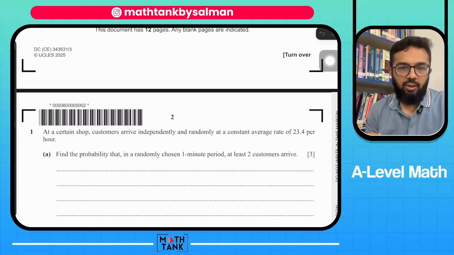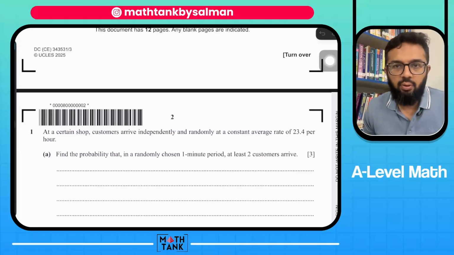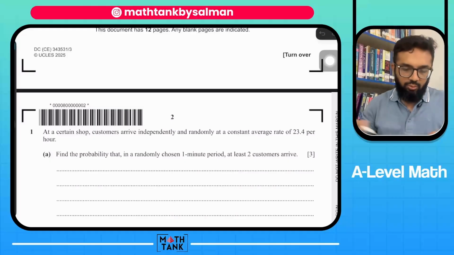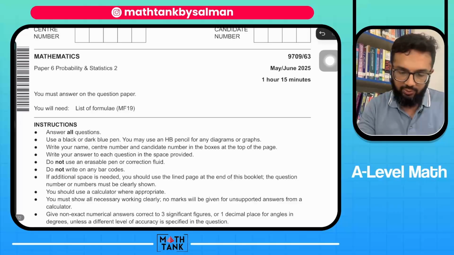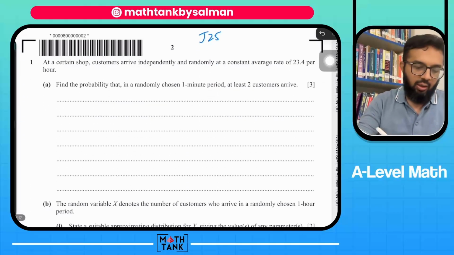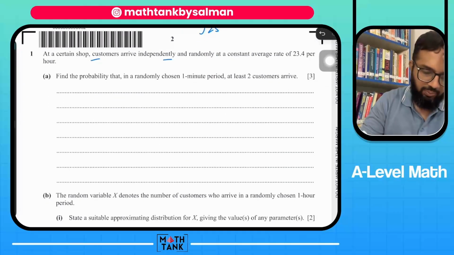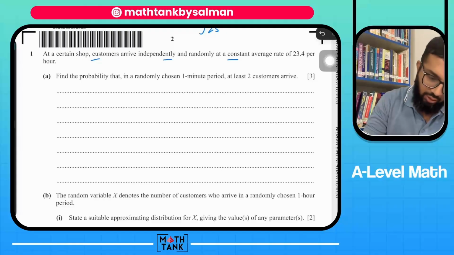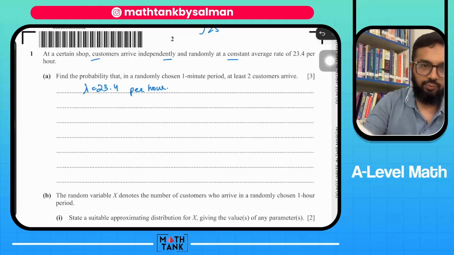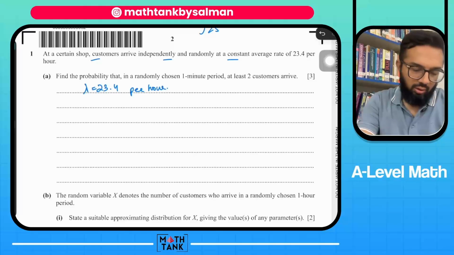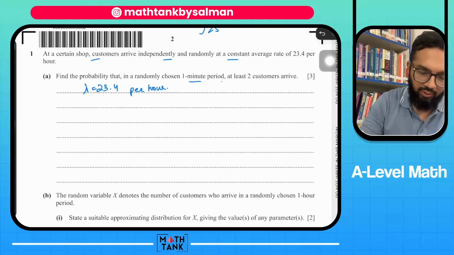Okay, let's begin. We have June 2025, 6-3 is the variant. This is an S2 exam. It says at a certain shop, customers arrive independently and randomly at a constant average of 23.4 per hour. Find the probability that in a randomly chosen 1 minute period, at least two customers arrive.